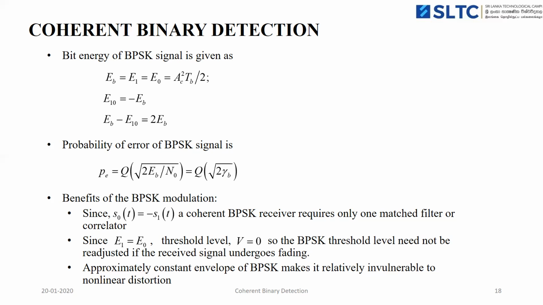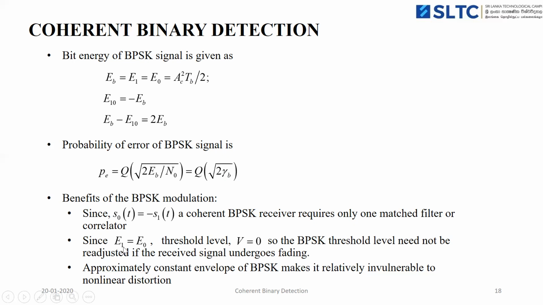And the BPSK modulation has several advantages compared to other modulation like OOK modulation and FSK modulation, because of these following reasons. Since S0 of t equals minus S1 of t, the coherent BPSK receiver requires only one matched filter. So only one matched filter is sufficient. No need for matched filters for two signaling waveforms. We only change the sign.